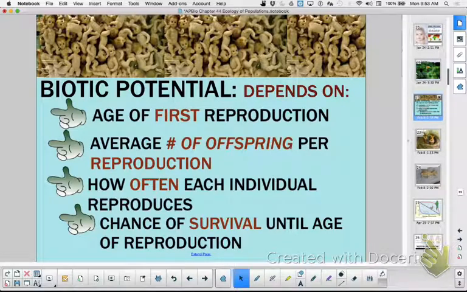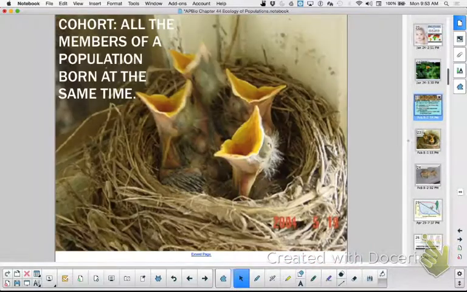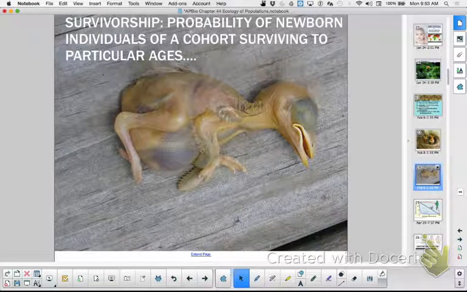reproduction, then we want to start looking at survivorship curves. What is the likelihood that your offspring are going to make it? So to do that, you analyze cohorts. Cohorts are all the members of a population born at the same time. For instance, you're in a cohort of 10th graders. You're competing with other 10th graders. What are the chances that you're going to survive until the point when you want to purposely reproduce? And you look at survivorship, the probability of a newborn individual of a cohort surviving to particular ages.